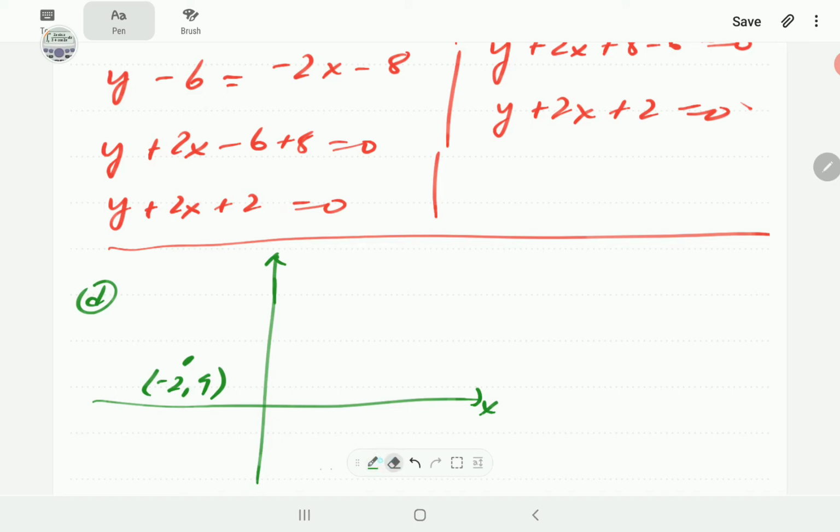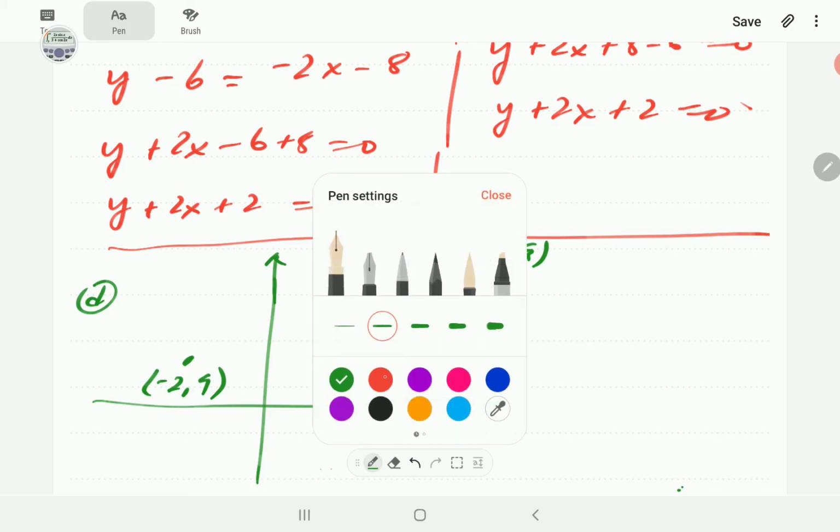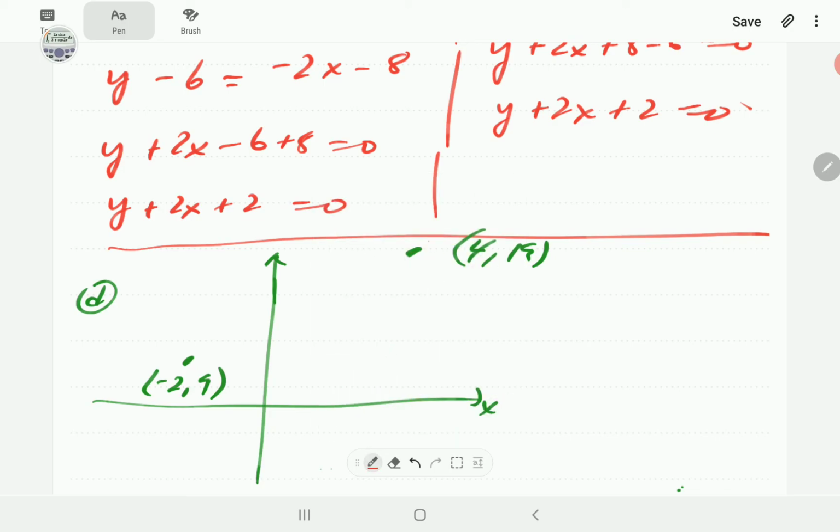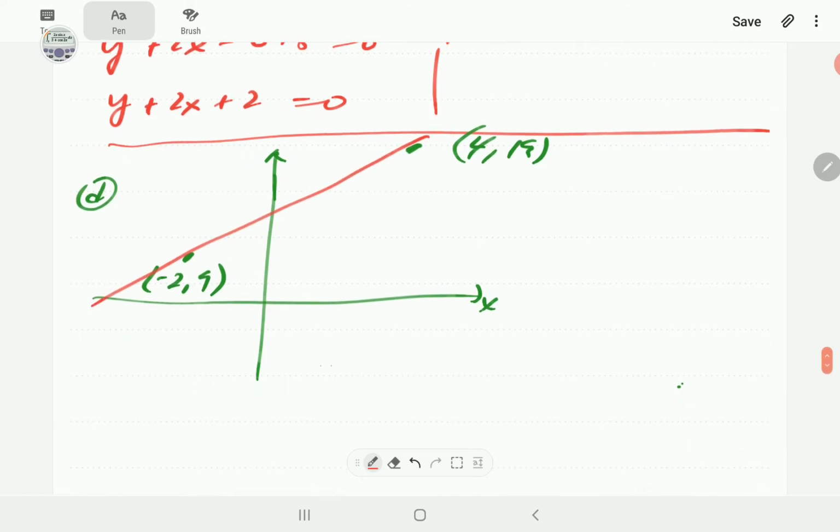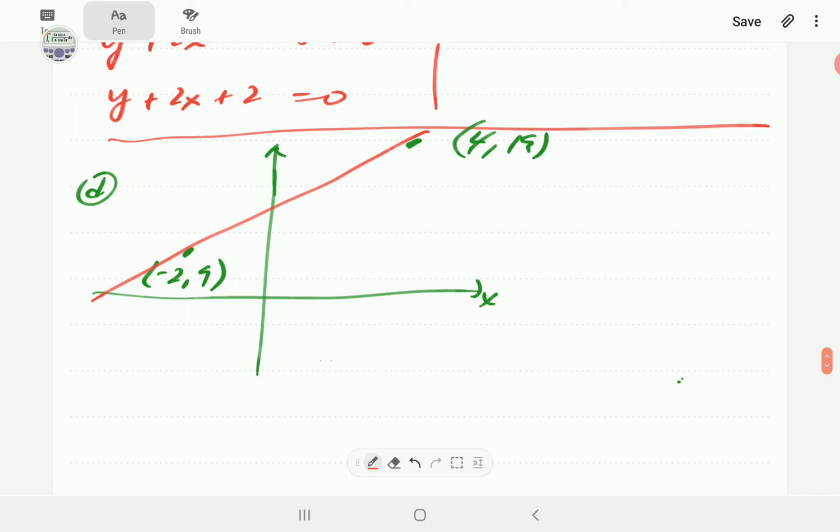So it's definitely to the right of this point. Question is, is it below or above? So 4, 19, since the y coordinate is much bigger than this one, is going to be above. Because then that gives us the sense of whether this line is upsloping or downsloping.